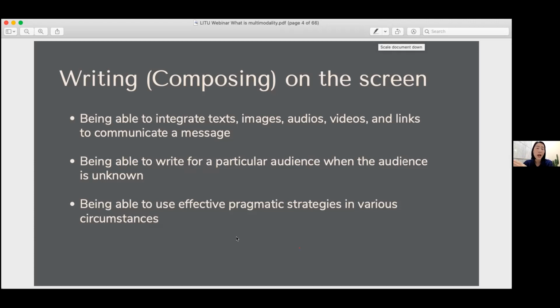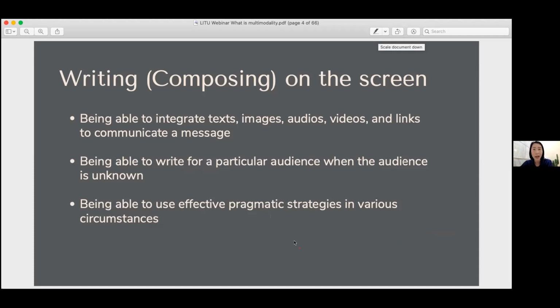Another interesting thing that we can think about is audience. Because of social media, when we write something, you might have a particular group of audience in mind, but at the same time, the audience is unknown, right? So you are sending the message to someone and to no one at the same time. You have an idea of who you want to send this message to, but we're not sure whether that person will get the message or not, right? So the audience is different. And also we have to know how to use effective pragmatic strategies as well. Right, so these are some of the ideas.